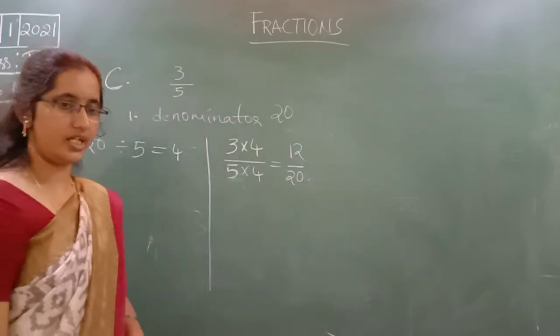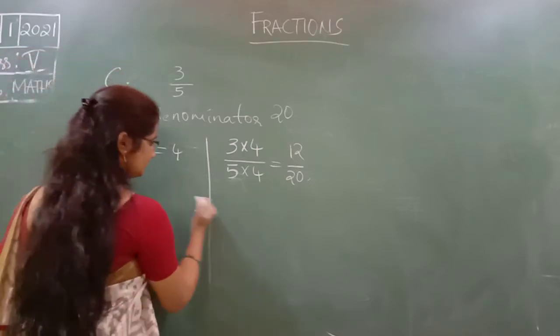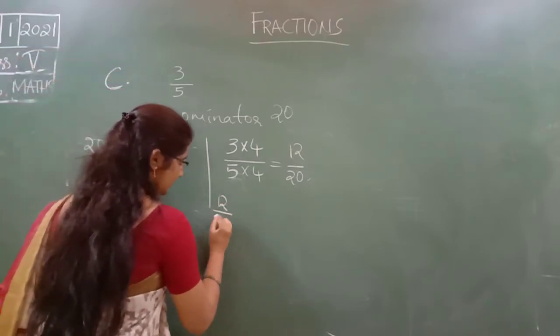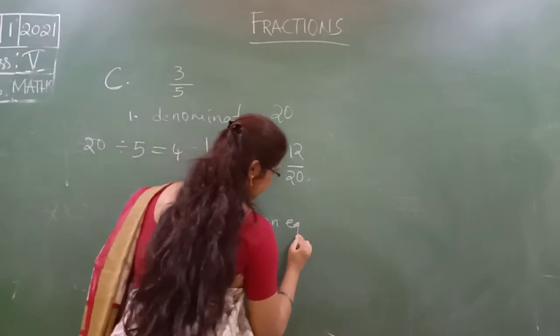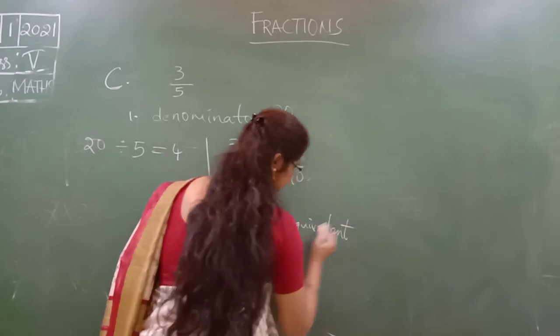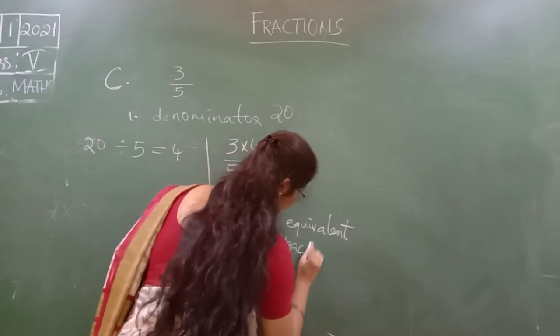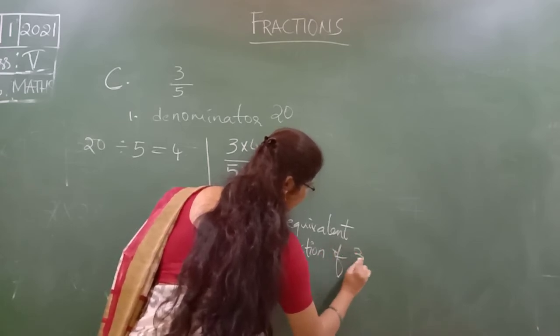12 by 20 is an equivalent fraction of 3 by 5.